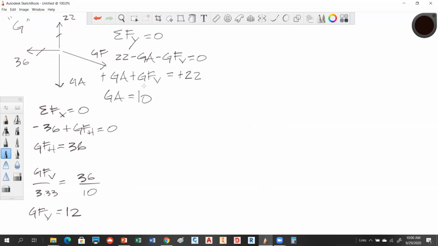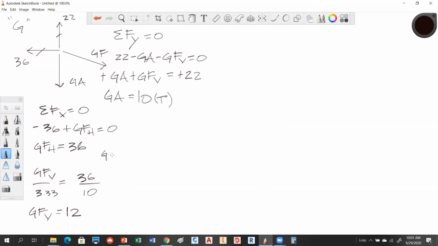Yeah. GA is positive, right? Is that correct? You plug in 12 here, comes over as a negative. That's still positive, 10 rather. So what does that tell us about GA? It's going up. It's going in the way we indicated it, right? So it's definitely a tension member. Okay. So it is tension. And the other one was correct too, wasn't it?